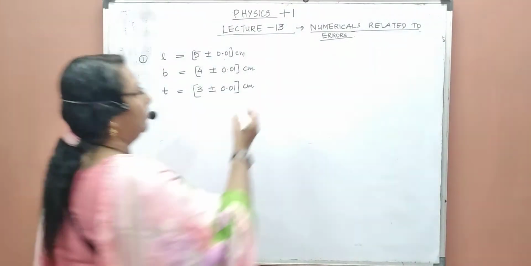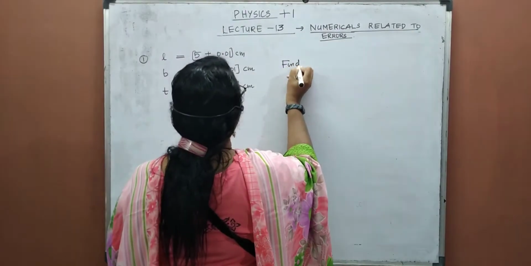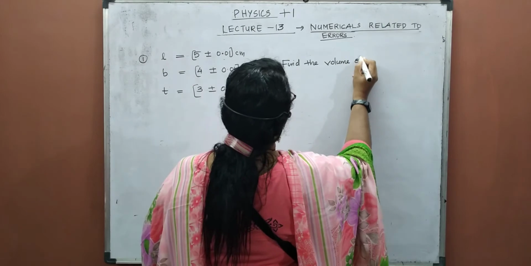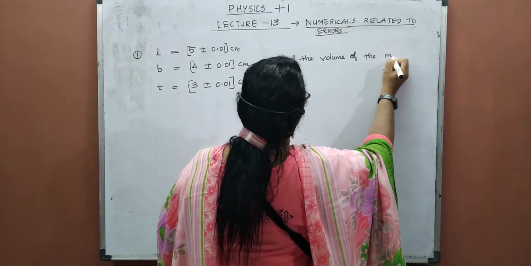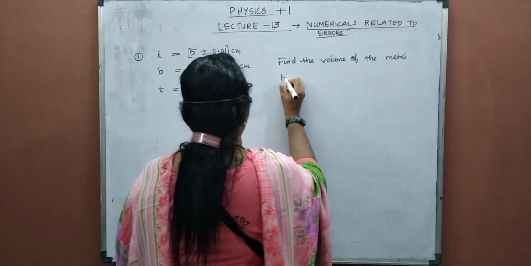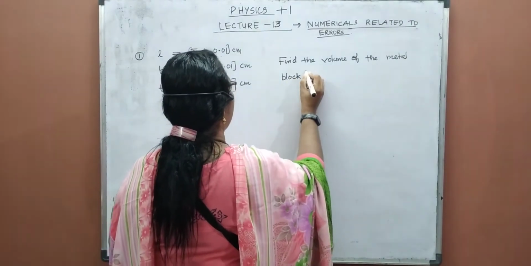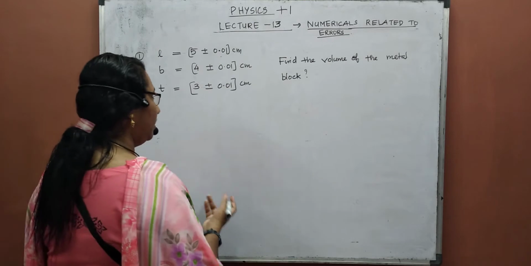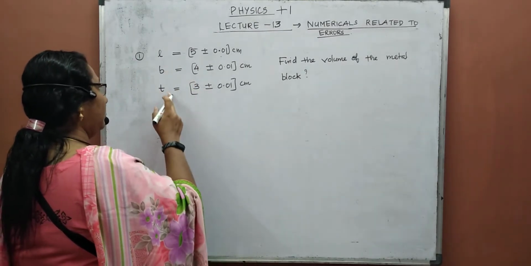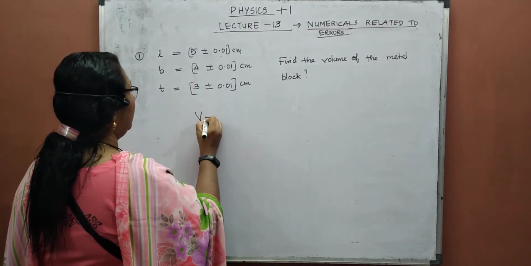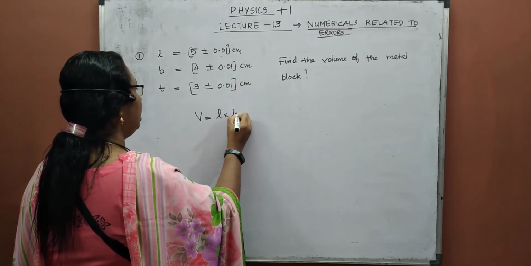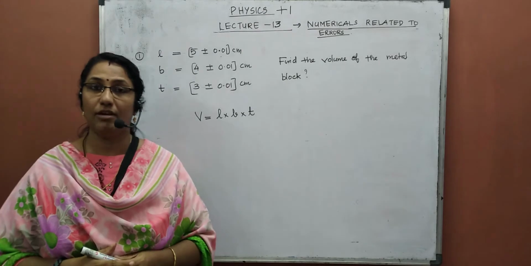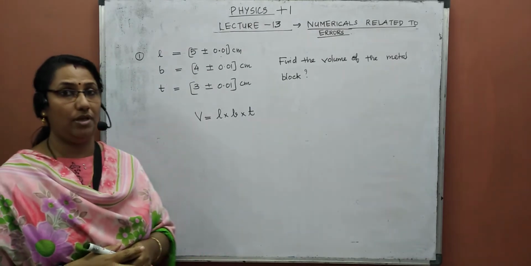The question is, find the volume of the metal block. So, what is the volume of a metallic block? Length is given, breadth is given, thickness is given. All of us know the volume is L into B into T. So, we have to multiply the quantities here to find the volume.